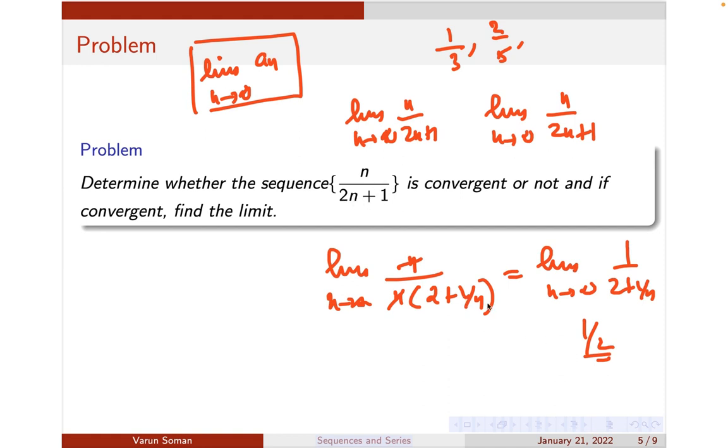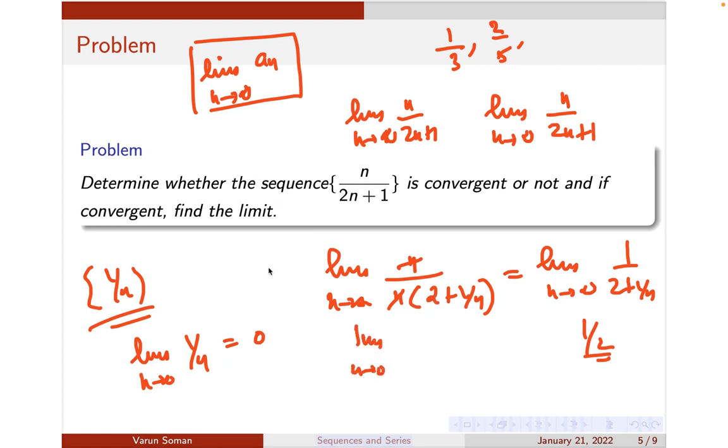Similarly, suppose your sequence was just 1 by n. How will you calculate? It is limit n tends to infinity of 1 by n. There is no higher power of n in the numerator, only n in the denominator, so it will simply be 0.